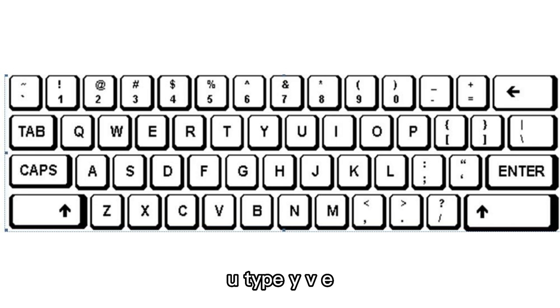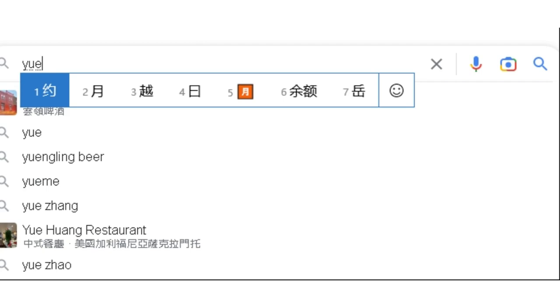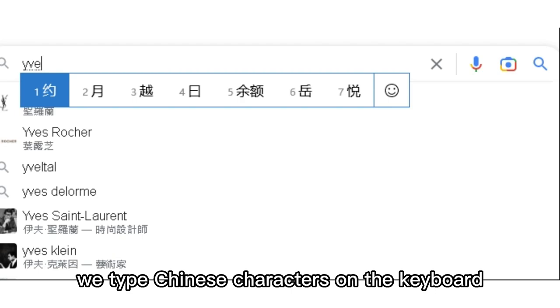What's interesting is that because the locations of y and u are next to each other, most of the time when we try to type yu, we just hit u, and the results are the same. In the future, I will talk about how we type Chinese characters on the keyboard. It is actually the same way as we spell Pinyin.